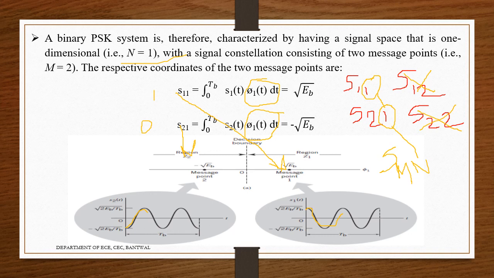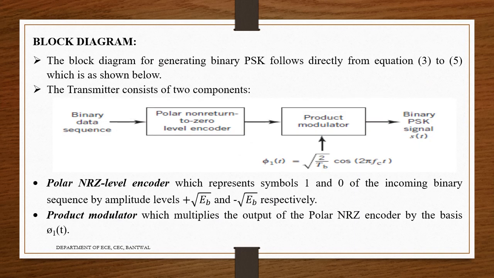Next, the block diagram. From what we have derived from equations 3, 4 and 5: equation 3 the basis function, equation 4 the symbol 1, S1 of t, and equation 5 the symbol 0. What is happening here, we can see. The binary data sequence will be given, 1 by 1, and it is passed on to the polar non-return to 0 level encoder.